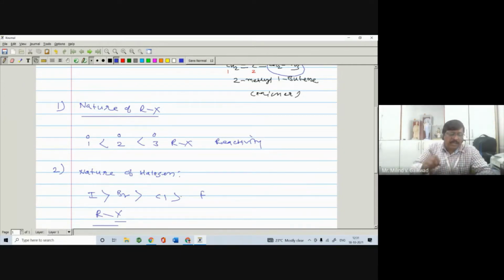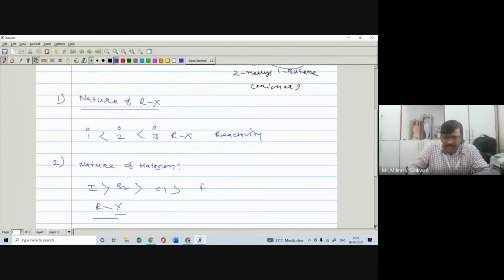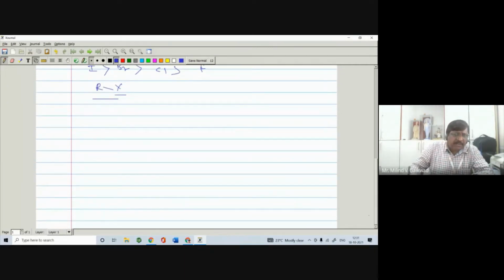So this is about the factors which affect reactivity. One is the effect of the substrate and the other is the effect of the leaving group, that is, the halogen. One reaction we have seen in elimination is the dehydrohalogenation reaction. The next reaction, number two, is the dehydration reaction: removal of water from alcohol.